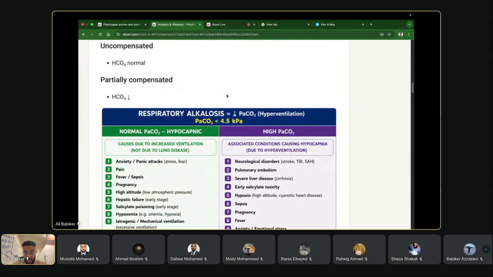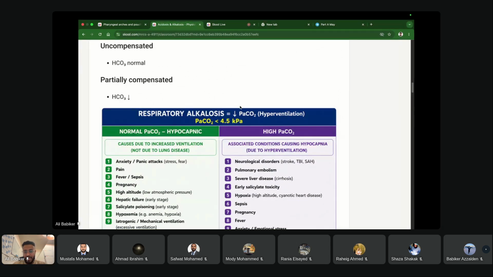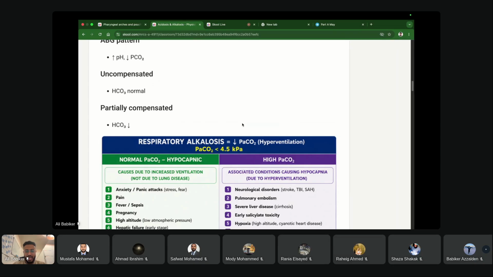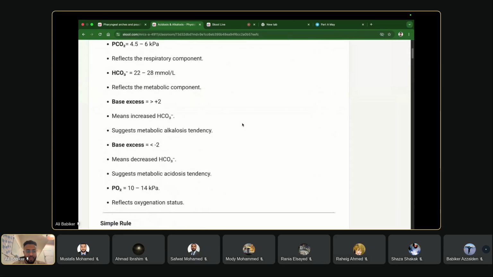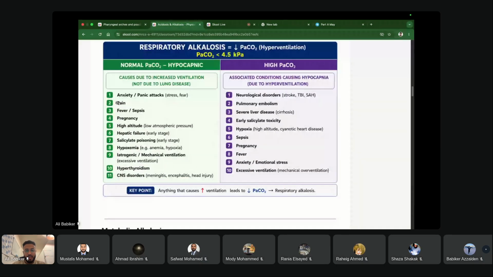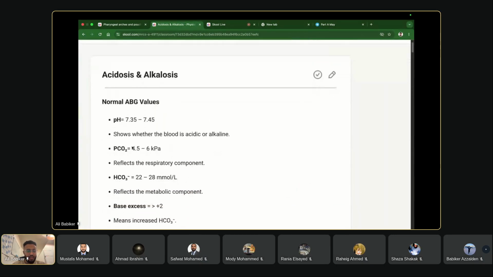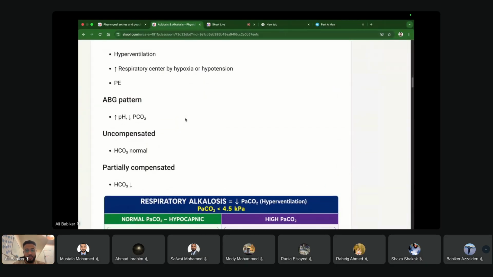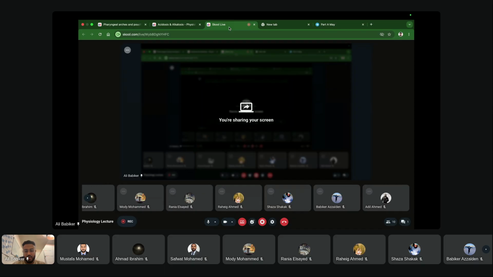Respiratory alkalosis: decrease in PaCO2, hyperventilation. PaCO2 will be less than 4.5 kPa. And I showed you here the normal range of PaCO2, 4.5 to 6. So if it's less than 4.5, that means it's low. That's why I put this at the top of the table, so you can memorize that one. Okay. Let me make sure this is recorded.